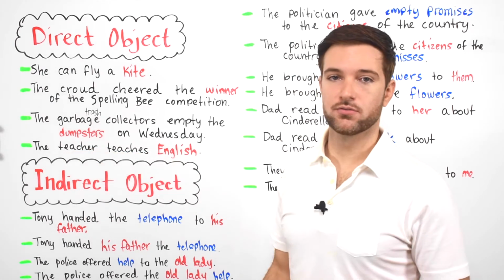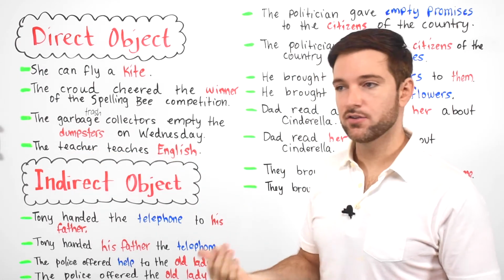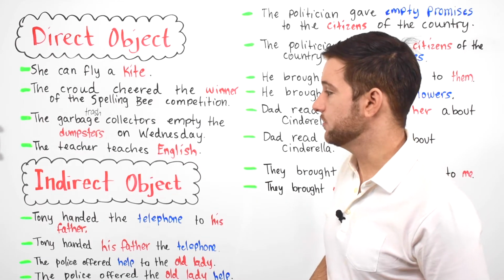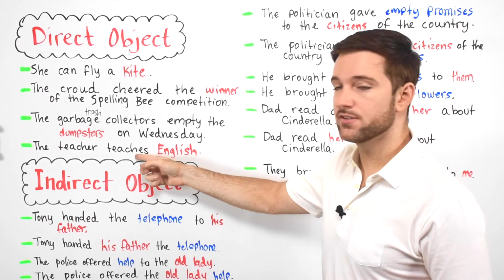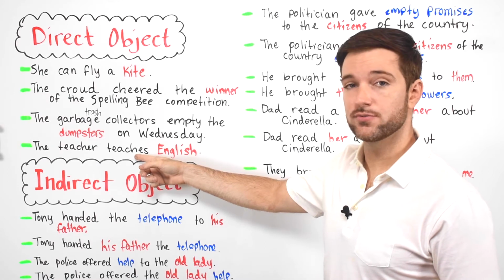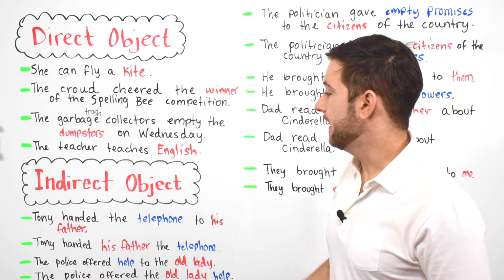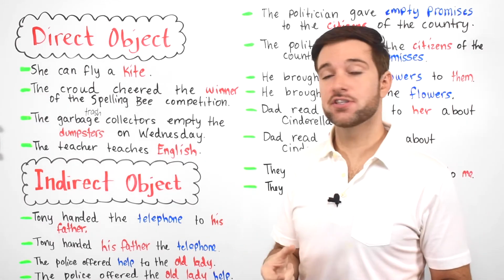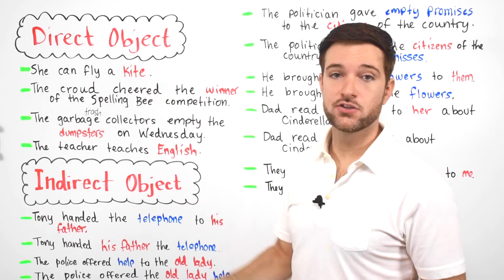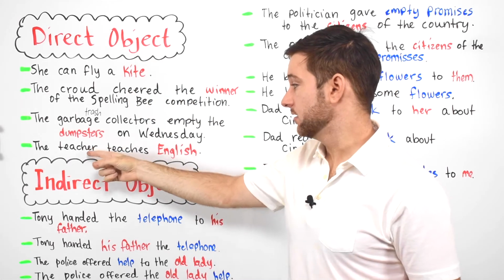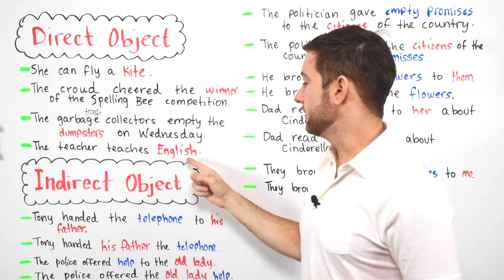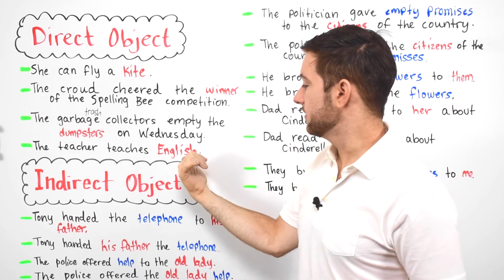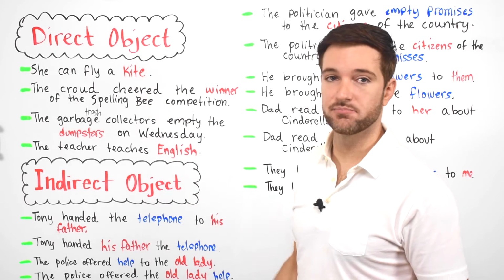The teacher, like a professor at a university or somebody at a school like me. In this case, I'm a teacher teaching English. Teaches is the verb coming from the verb to teach. All right. And then we have English. Okay, what is English? English is the direct object. So the teacher is the subject, teaches is the verb, and the direct object that's receiving the action from the verb is the English language, which is the direct object.